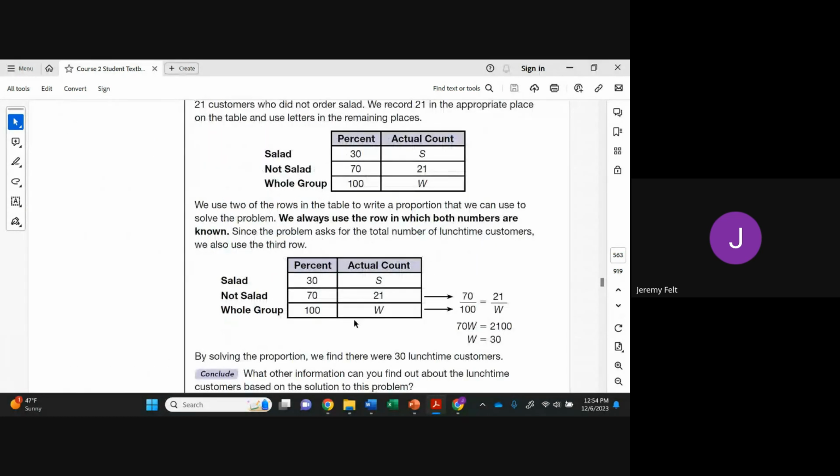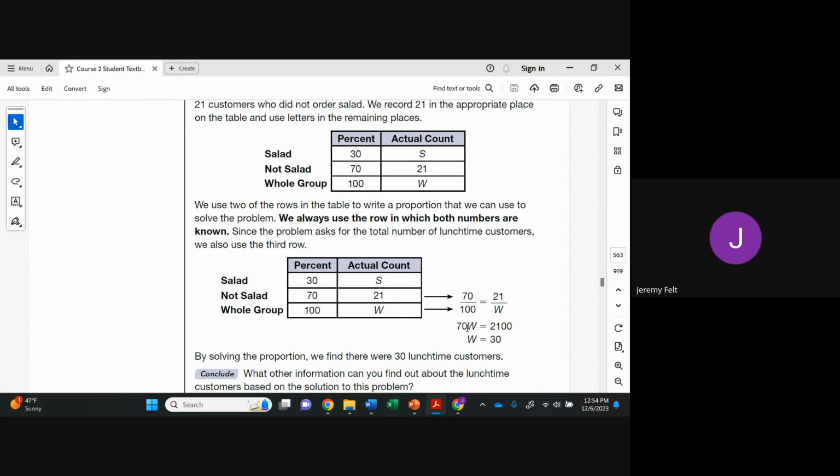The actual count, we were given 21, and so we set it up 70 over 100, because we want to know the whole group. You can use W, X, Y, whatever you want. 70 over 100 equals 21 over W. Since the 70 and the 21 are in the same row, and then the 100 and the W are in the same row, that's why they line up here and have to line up.